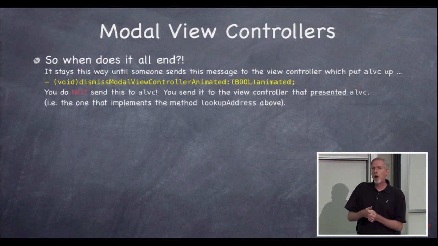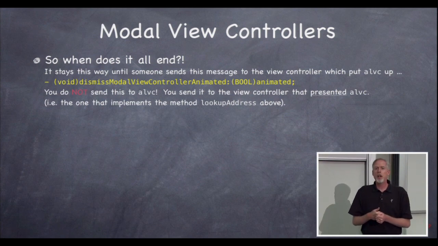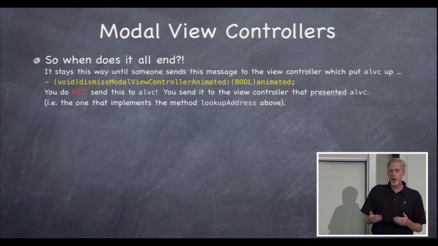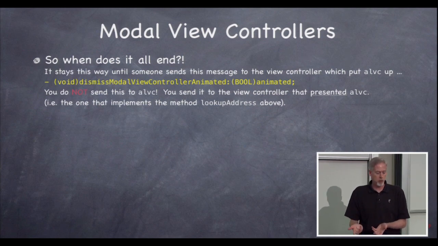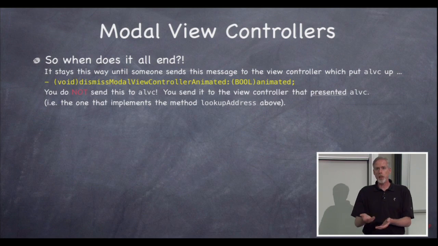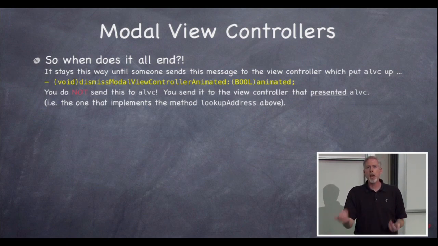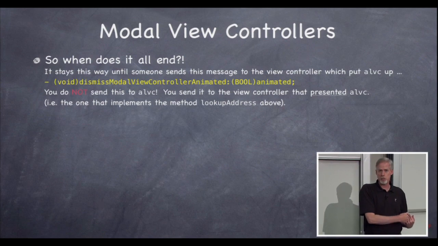So there were problems in previous versions. People were misusing this in previous versions of iOS. It wasn't a problem in iOS per se, but they were sending dismiss modal view controller animated to the presented view controller, and that is wrong. Don't ever send dismiss view controller animated to the presented view controller, the thing that's up modally, okay? It's the thing that presents, it's the thing that puts it up. That's the thing that has to be asked to dismiss it, okay?